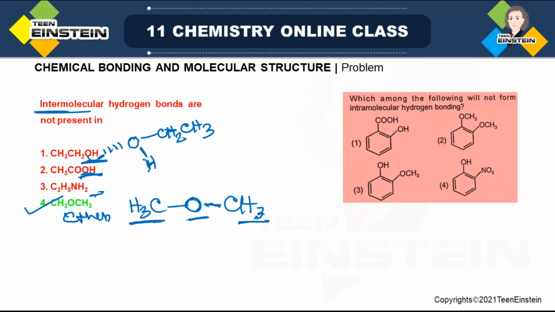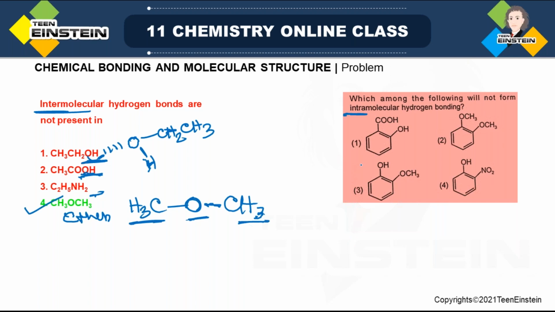Second question, which among the following will not form intramolecular hydrogen bond? Now it is asking which one will not form intra. Now all these 4 molecules, one thing is common, and that is all these compounds, there is 1,2 substitution. That is ortho substitution. Okay. Now don't think that when it is ortho, it is capable of intra. No, it is not that. You just have to check whether hydrogen is directly attached to electronegative atom or not.